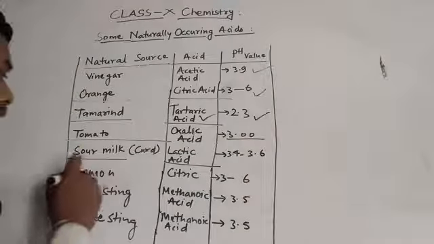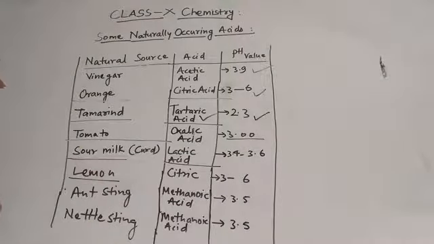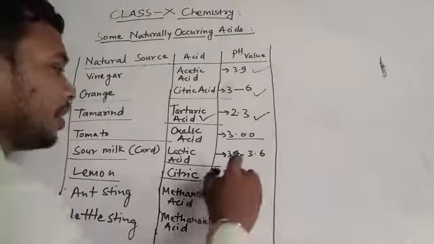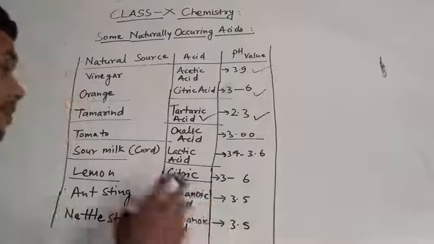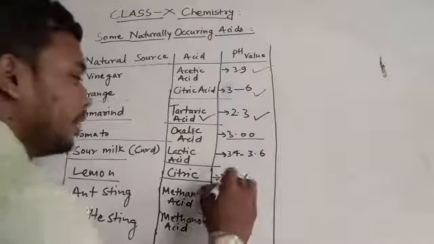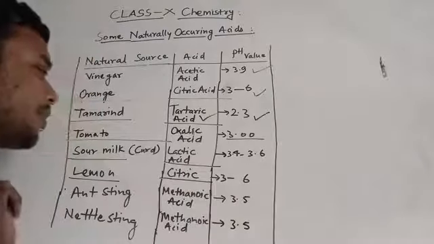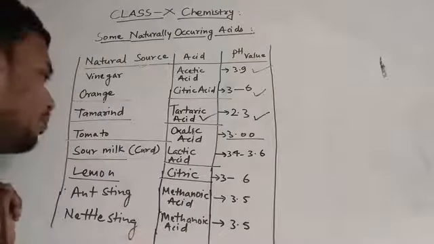Now lemon also contains citric acid, and this acid's pH is between 3 and 6. It also depends on the concentration of H plus ions.